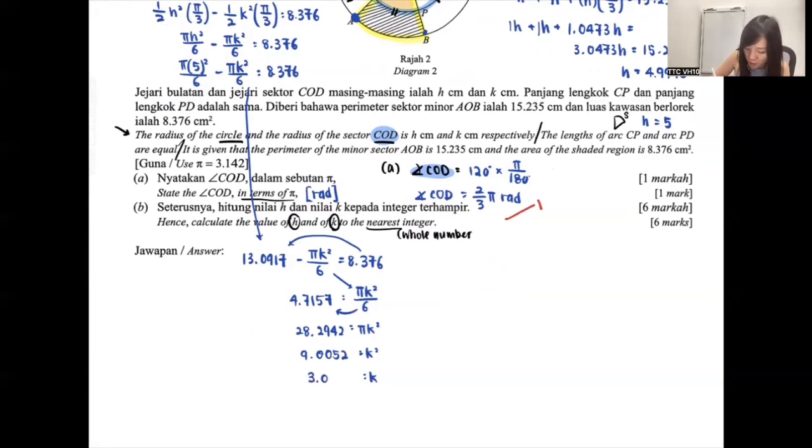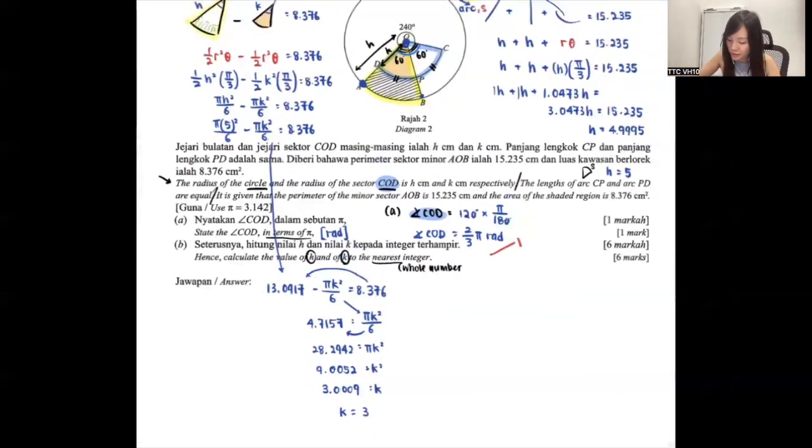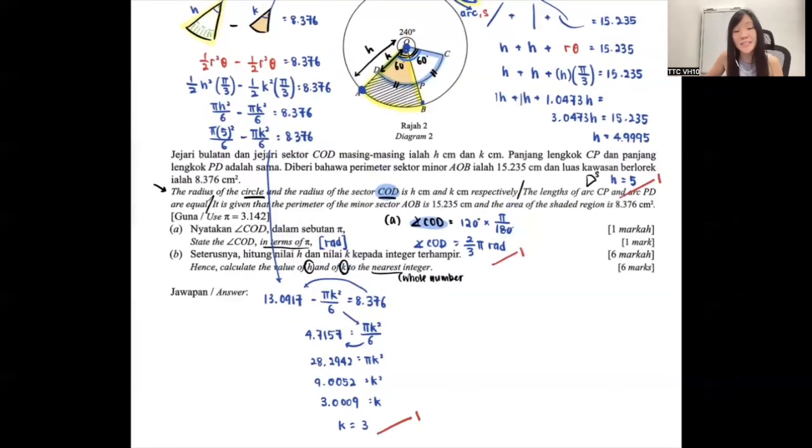Got it. 3.0009. So you want the nearest integer, right? So 3. Done. So the answer is 5 and 3. So my dear, 5 and 3, roughly around there lah. So my dear, there goes 1 mark, right? So this part is 6 marks, right? So the answer 1 mark, the answer 1 mark, definitely.